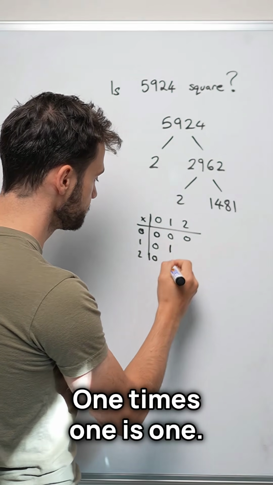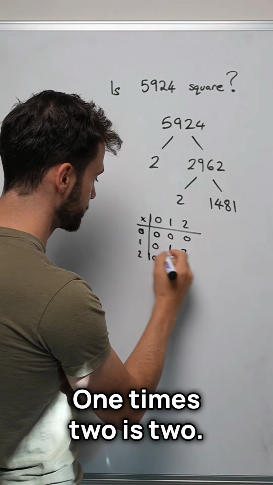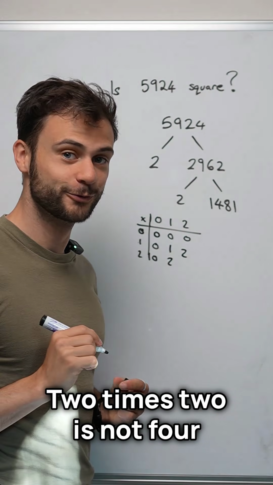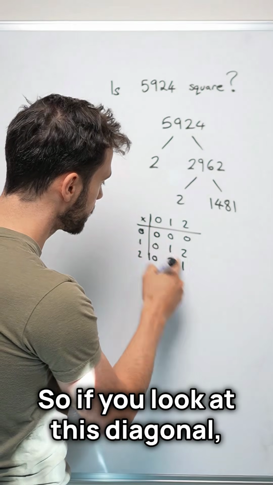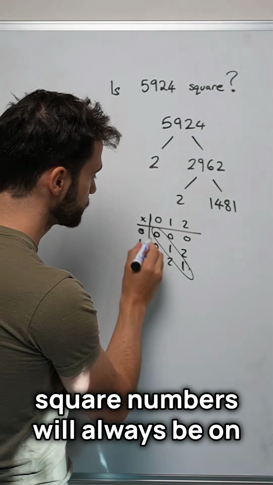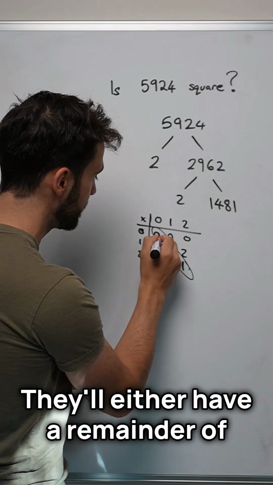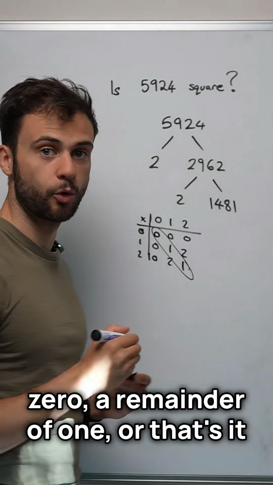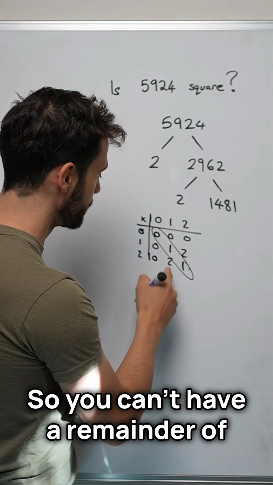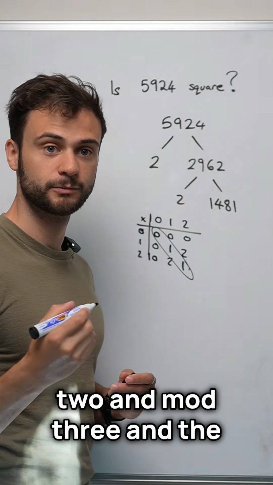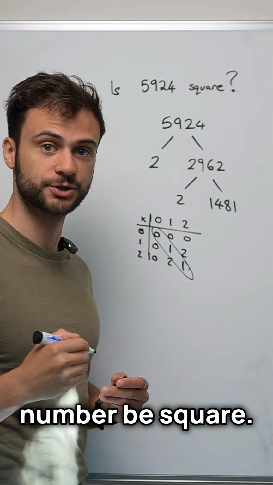1 times 1 is 1, 1 times 2 is 2, 1 times 2 is 2, 2 times 2 is not 4 in this case, it is 1, because it's 1 more than a multiple of 3. So if you look at this diagonal, our square numbers will always be on this diagonal. They'll either have a remainder of 0, a remainder of 1, or that's it, another remainder of 1. So you can't have a remainder of 2 in mod 3 and the number be square.